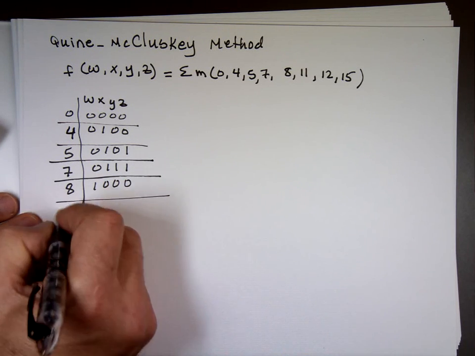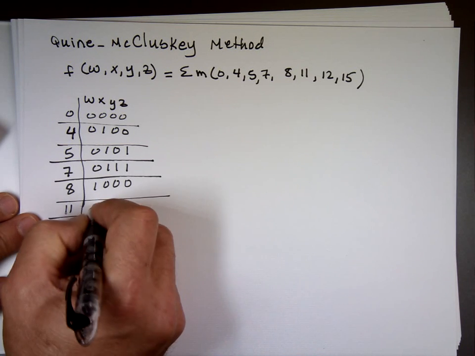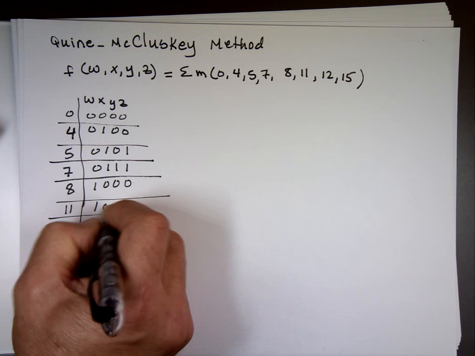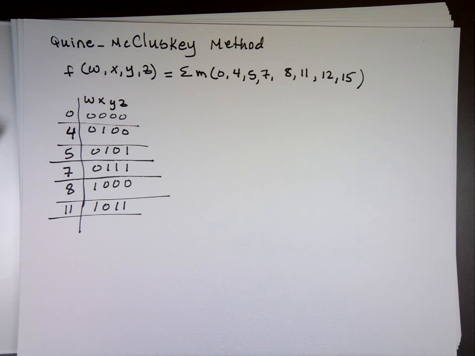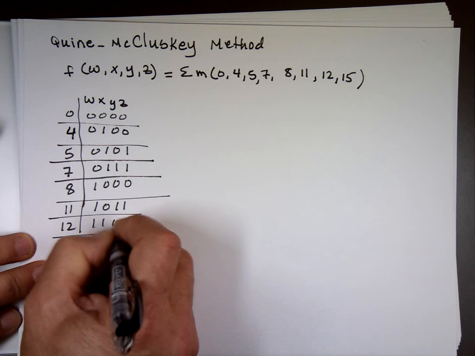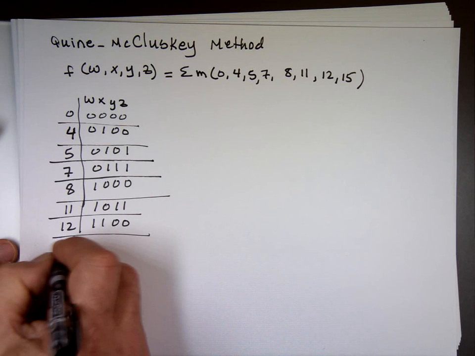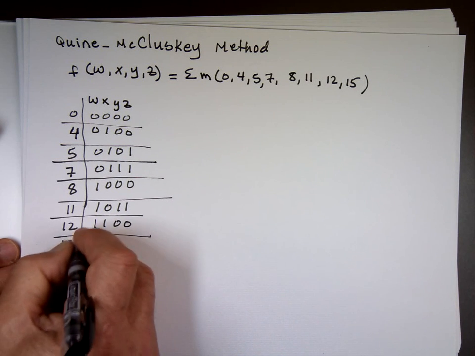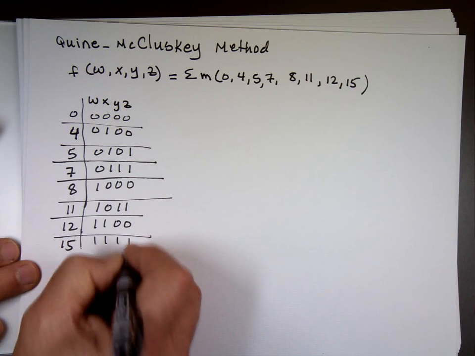What do we have after 8? 11. What's 11? 8 and what? 8 and 3 is 11. 12 is what? 8 and 4. And the last one's the 15, which is 1, 1, 1, 1.